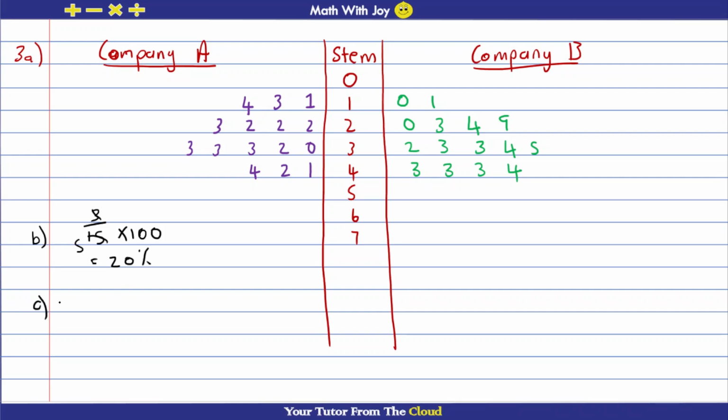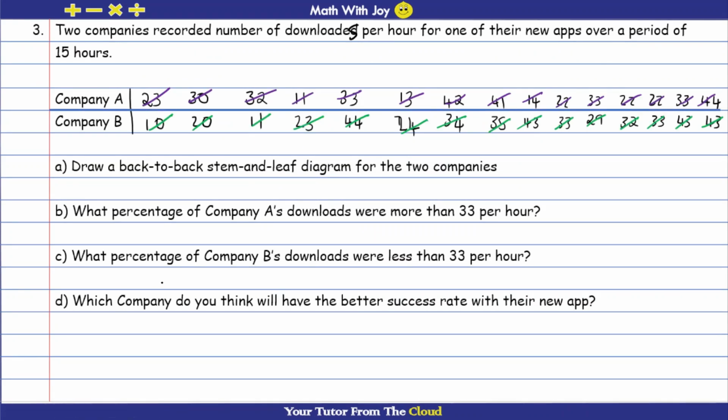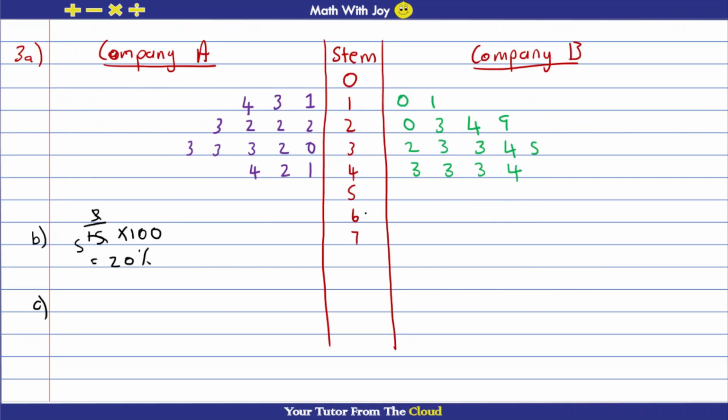And then C, what percentage of company B's downloads were less than 33 per hour? So less than 33 per hour. So we say, well, 33 is here. That's the cutoff. So this is included. All of those were included. So I have 1, 2, 3, 4, 5, 6, 7 entries. So that's 7 over 15 times 100.